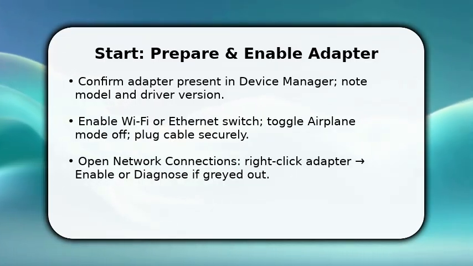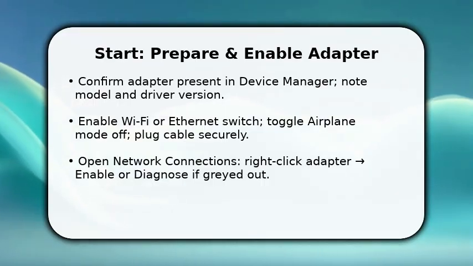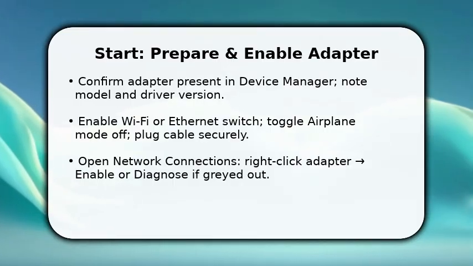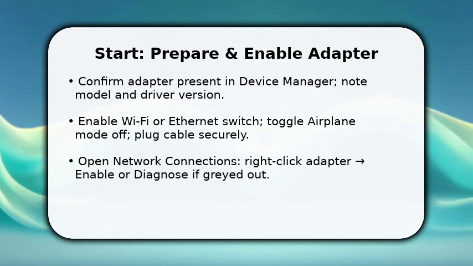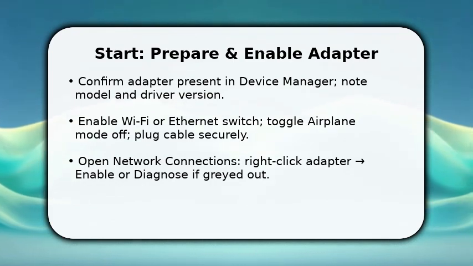Then open Network Connections and enable the adapter if it's disabled. These steps get you into an active state where the system can communicate and accept configuration changes without wasting time on basic checks. Now you focus on detailed configuration and why it matters.